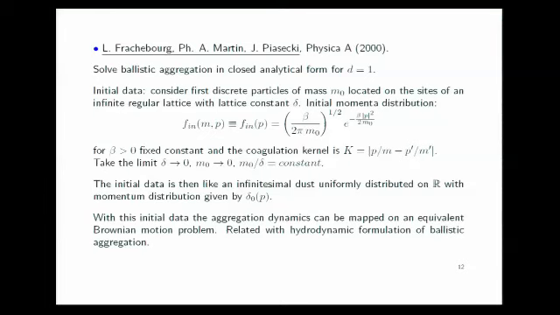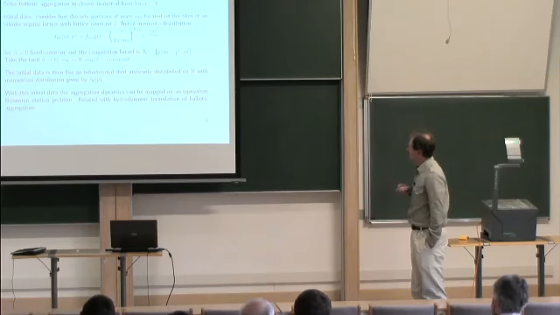So the initial data are built in the following way. You start from a discrete problem. You put discrete particles of fixed mass m naught, located on sites of a lattice at distance delta. And you distribute the momentum of the particles in that way, where beta is a fixed constant. And then you take the limit.